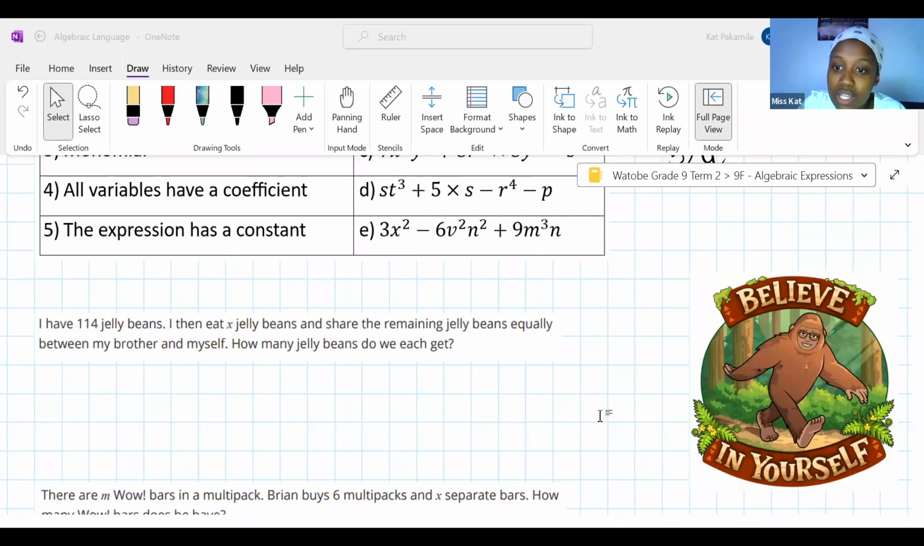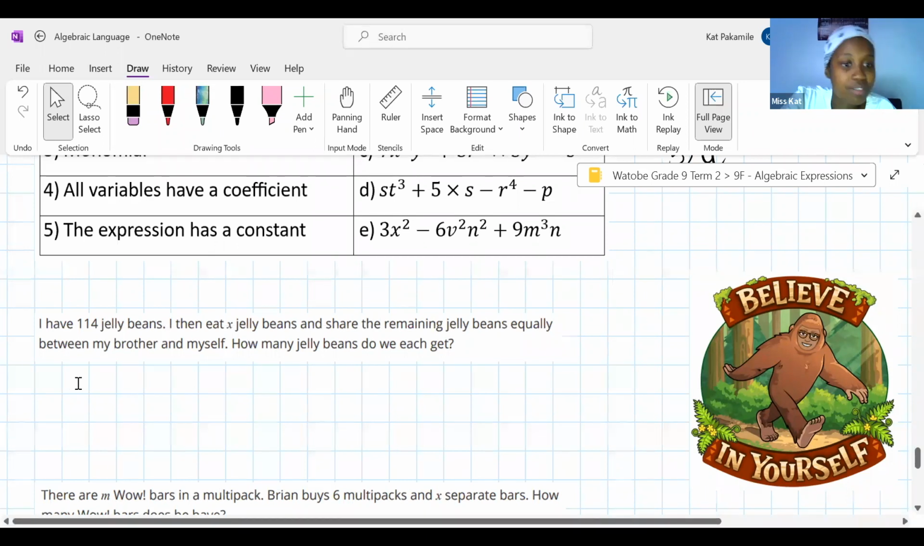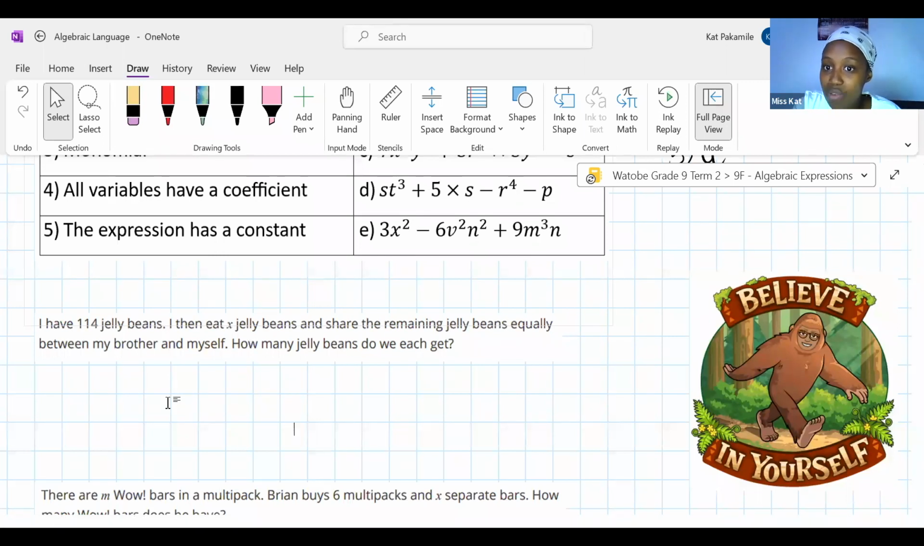We are back to creating sentences. Obviously, it's going to be a little bit more difficult, right? Just a little bit. So if I have 114 jelly babies, I eat X jelly babies, and then I share the remaining equally between my brother and myself. Tell me what our algebraic expression is going to be in this case. You have 114 jelly beans. First, you eat X, and then you divide it by how much?